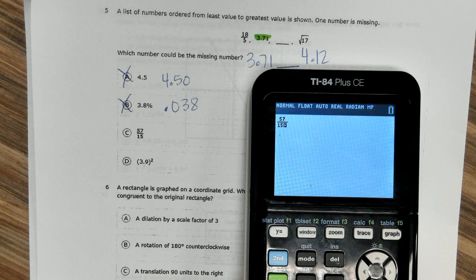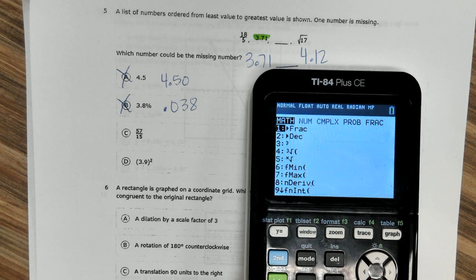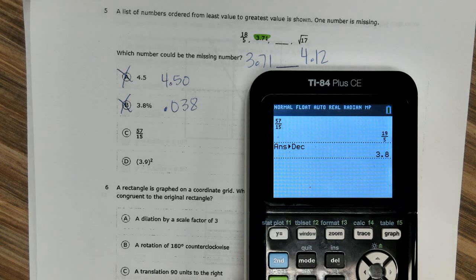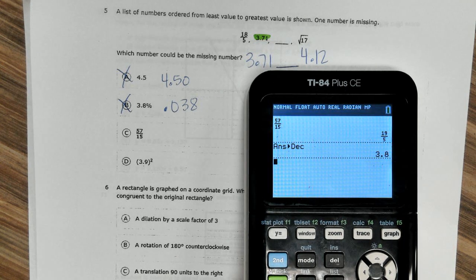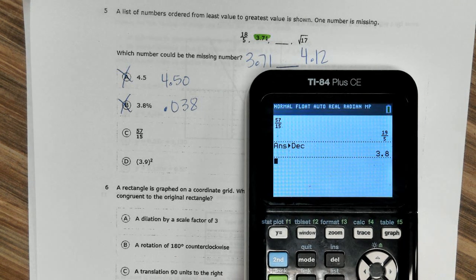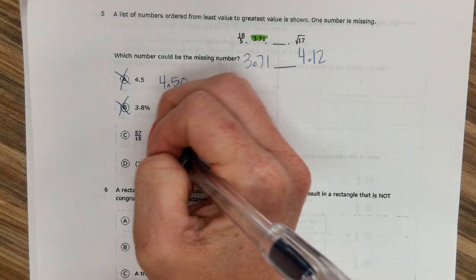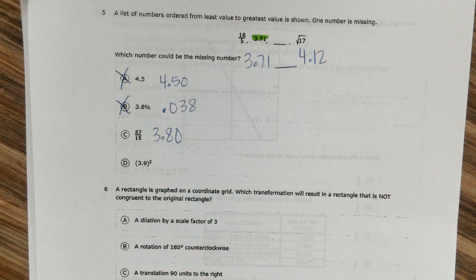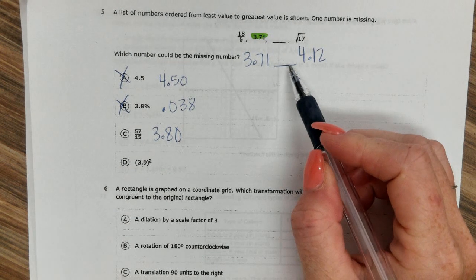Okay, let's go change this to a decimal. 57 over 15. Math, decimal, enter. How much money is that? Is that $3.08 or $3.80? $3.80. Good. $3.80. Would that fit in the middle? Yes.